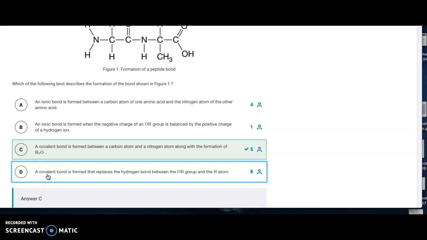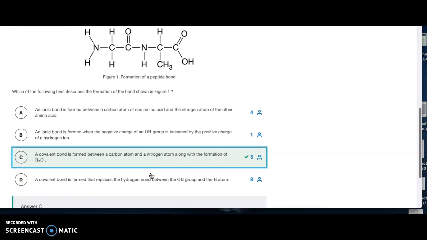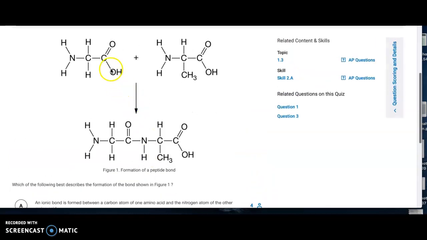And then a lot of you selected a covalent bond is formed that replaces the hydrogen bond between the OH group and the H atoms. And there is no hydrogen bond here. This is where people often get confused when they start looking at organic chemistry and thinking about hydrogen bonding. Hydrogen bonding doesn't actually have that much to do with hydrogen. It only gets that name because hydrogen is often involved in the bonding, but it's not even always involved. It can be other elements as well.